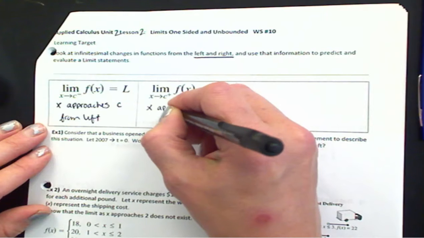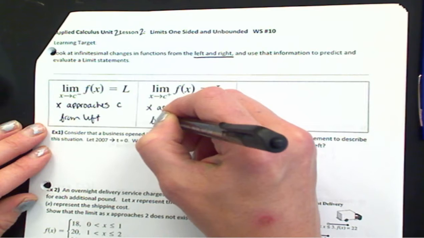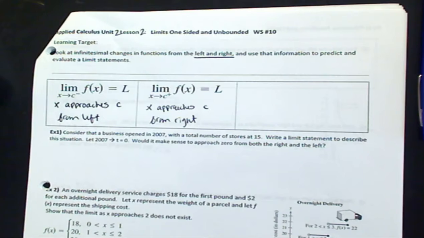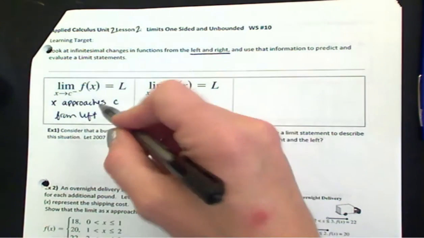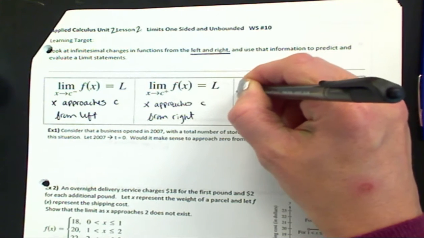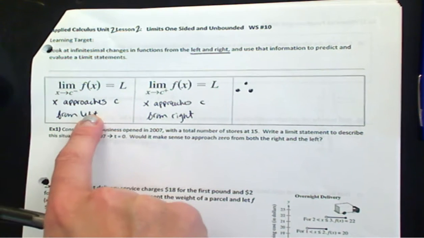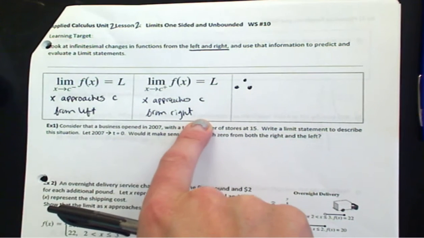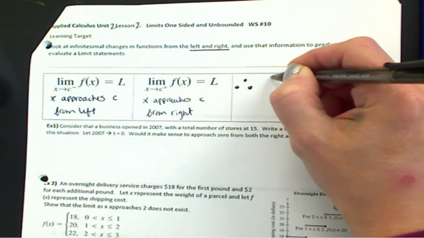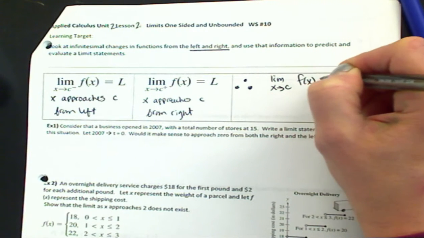X approaches c from the right side. Notice that in this particular notation example, they're both equal to L. So I'm going to give you some notation here. The 3 dots means therefore. It's like a conclusion. If the left limit and the right limit are the same, that implies that the limit as x approaches c is L.